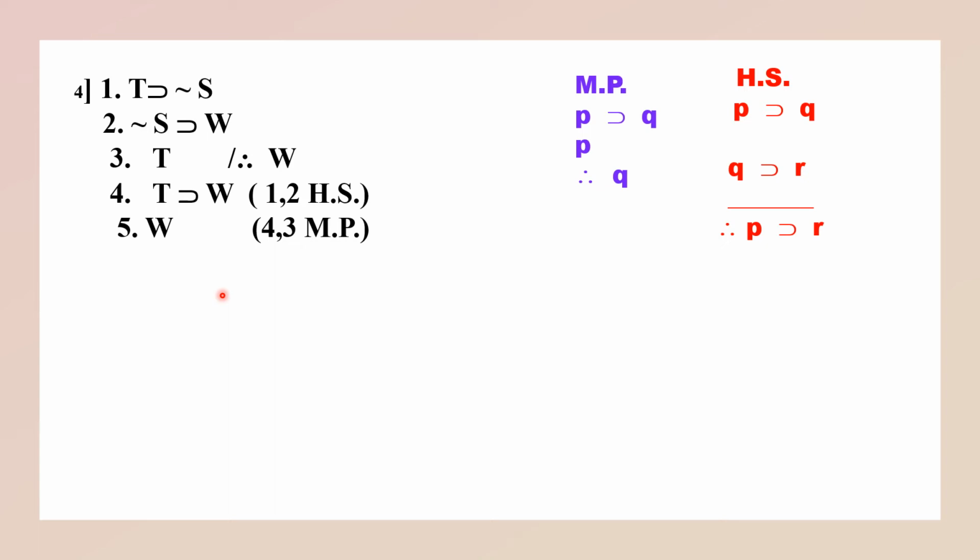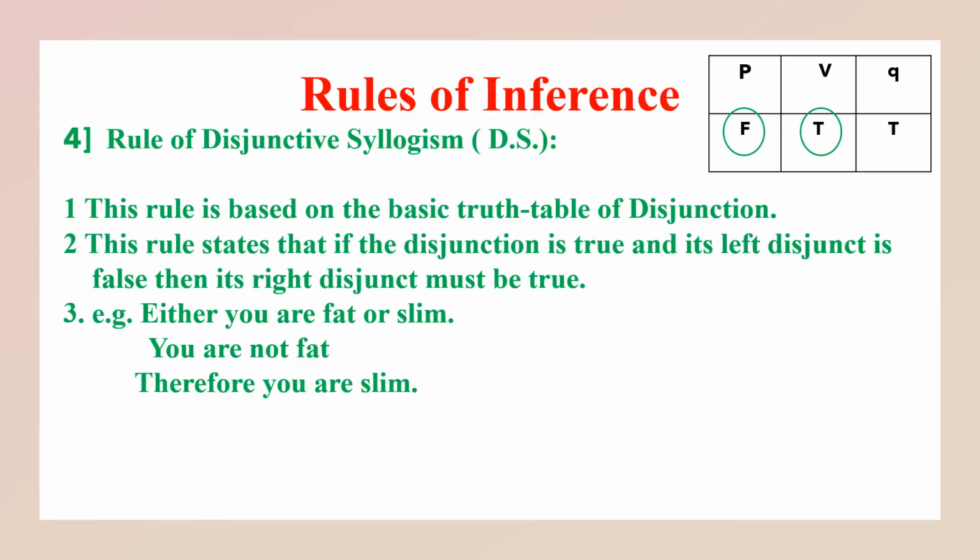Thus we have established the validity of this argument. Now we come to the fourth rule, the rule of disjunctive syllogism, DS. This rule is based on the basic truth table of disjunction. It states that if the disjunction is true and its first disjunct is false, then the second disjunct must be true.